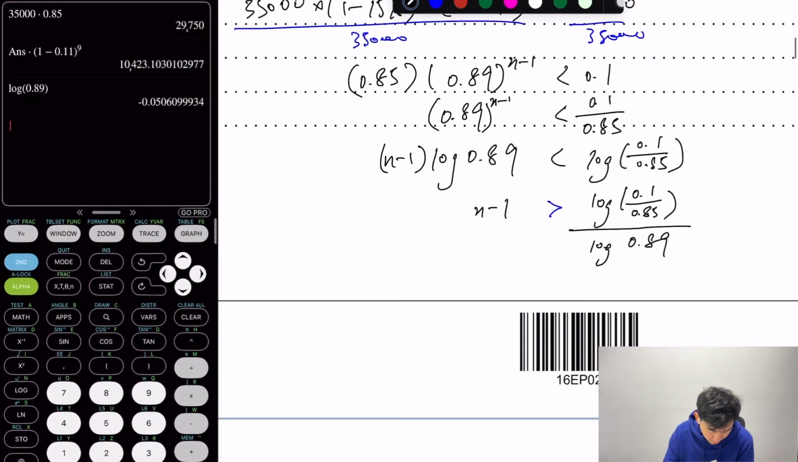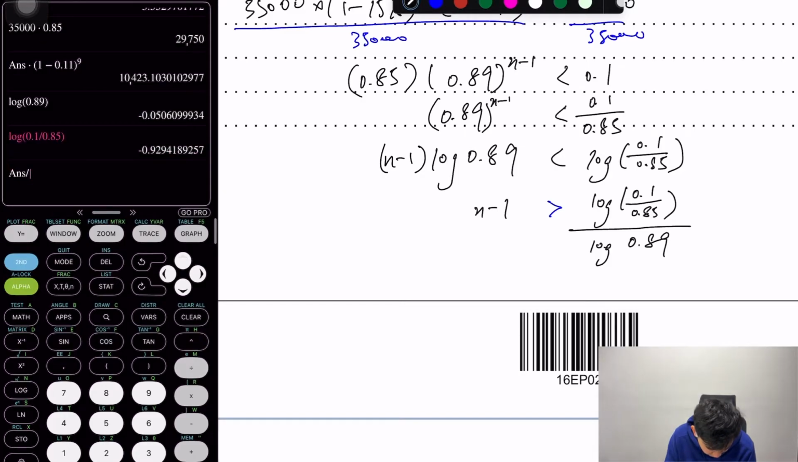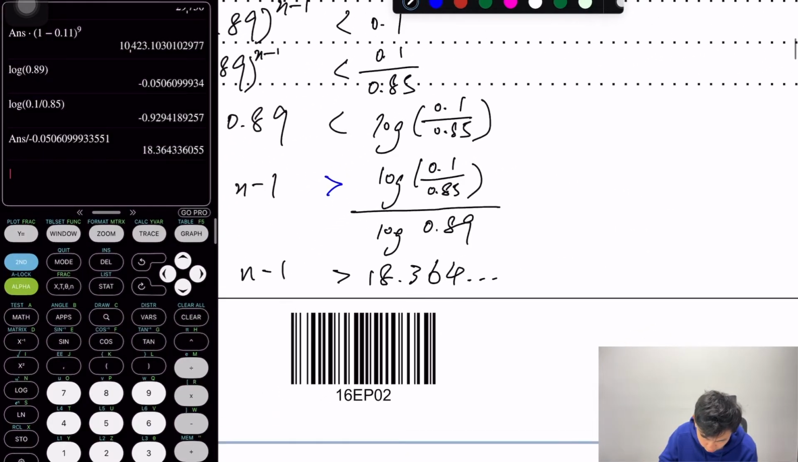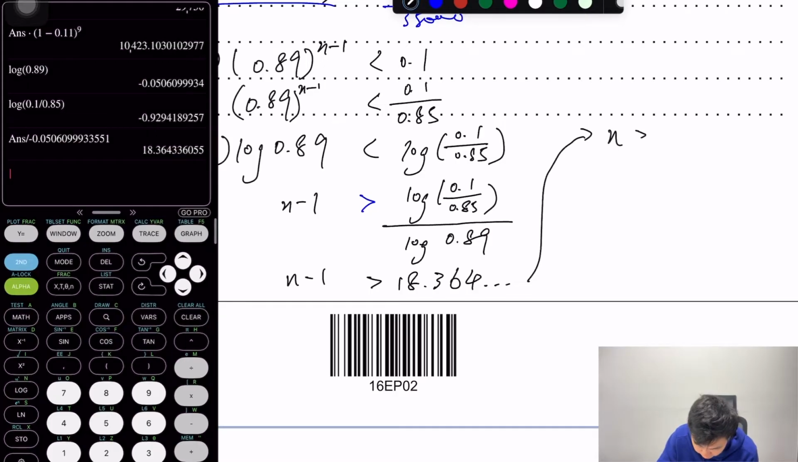So now let's press our calculator: log bracket 0.1 divided by 0.85, and then enter. You see that this one is 0.92 something. This is 0.05. So now we can directly press divided by this answer. So you're going to have n minus 1 bigger than 18.364. Let's continue. Both sides add 1, n is bigger than 19.36.